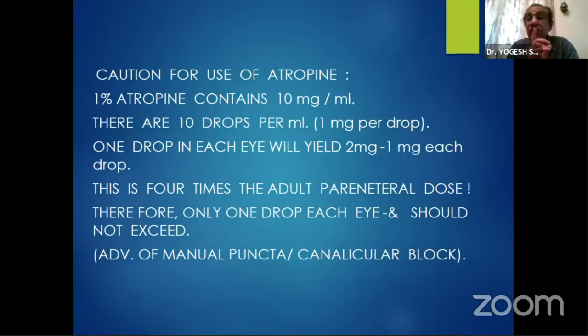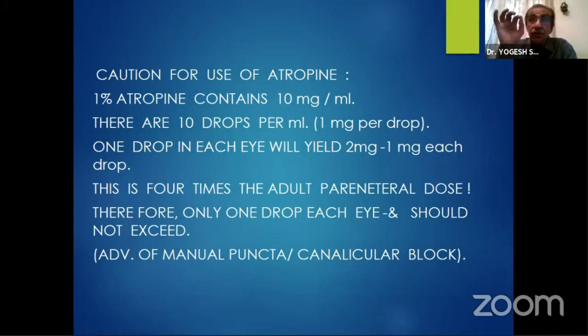Now, atropine is very judiciously used in all cases. I mean, especially I use it up to 3 years of life, not only one, but 3, but only ointment. Now, remember this thing, this is very important. 1% of atropine contains 10 milligram per ml. We all know that. What is the meaning of 1%? The meaning of 1% is 10 milligram per ml. Now listen carefully. There are 10 drops per ml.